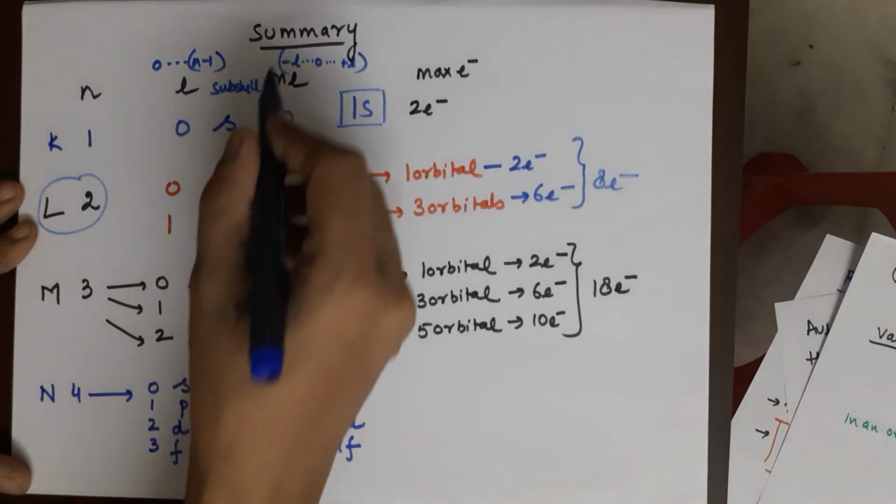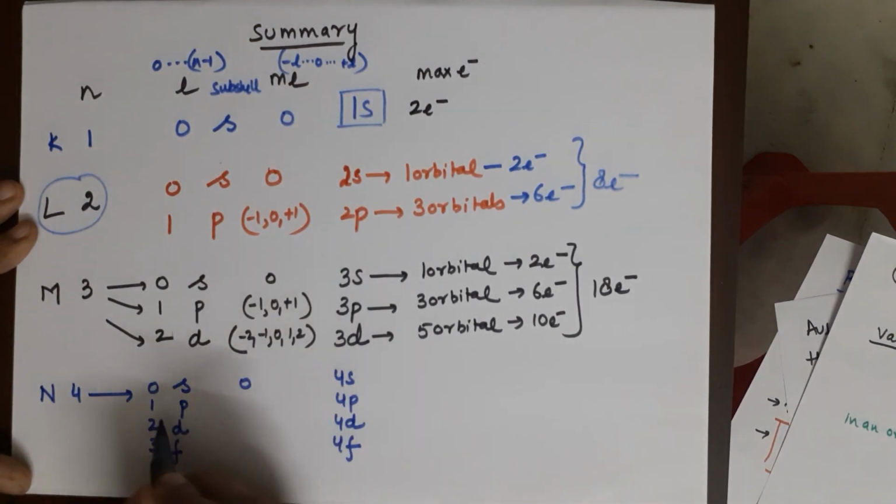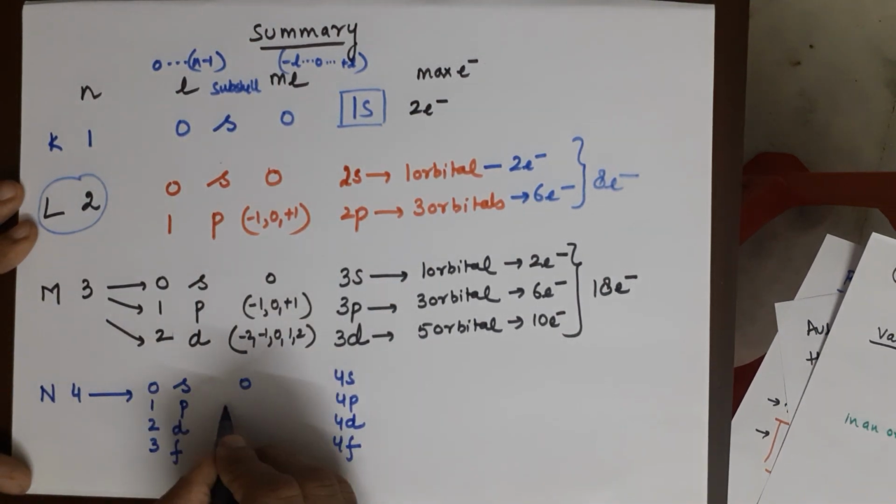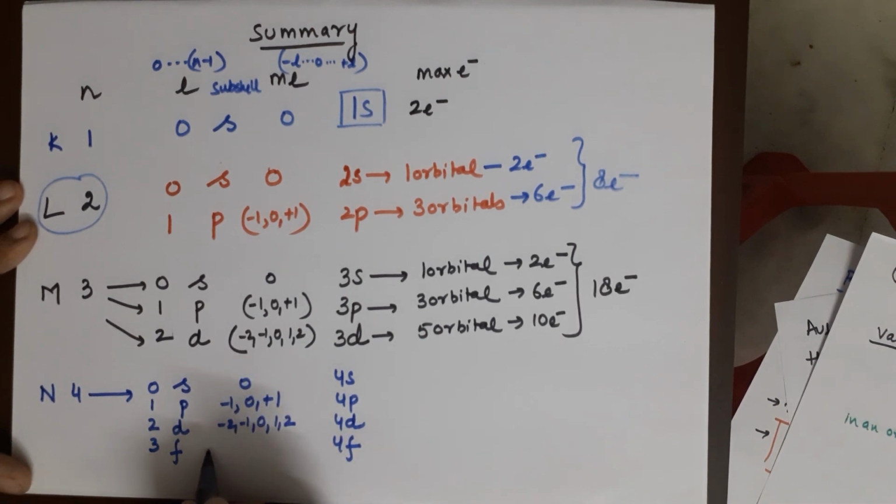When it is an S, the number of ML values is only 0. If it is 1, the ML values can be minus 1, 0 and plus 1. For D it could be minus 2, minus 1, 0, 1 and 2. For F it could be minus 3, minus 2, minus 1, 0, 1, 2 and 3.